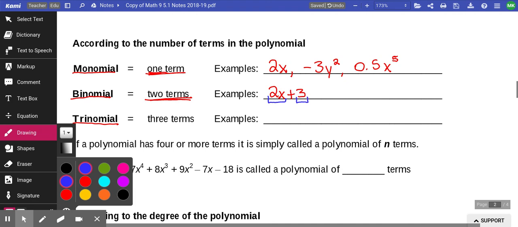We could have all kinds of binomials. So we could have something like 4x squared minus 15y. That's still a binomial. The first term is 4x squared. The second term is 15y.